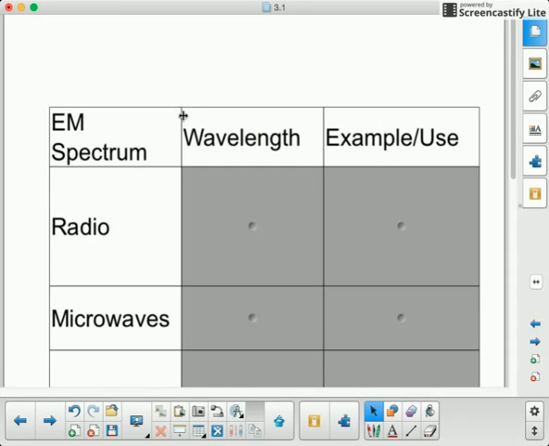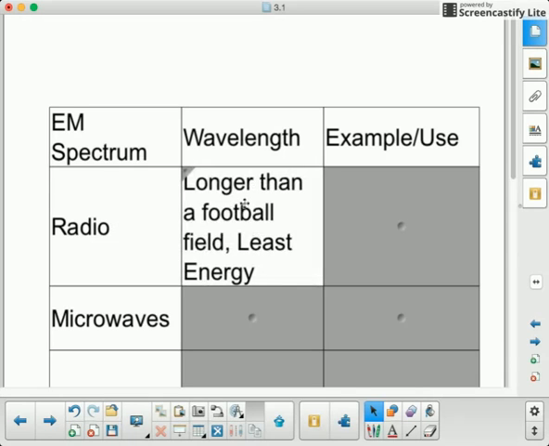In your notes, you've got a table where we organized electromagnetic waves by increasing energy and decreasing frequency. So radio waves at the top have the longest wavelength of all the waves we'll talk about here. They're longer than a football field. So the distance from crest to crest is more than 100 yards. And these waves have the lowest energy level.